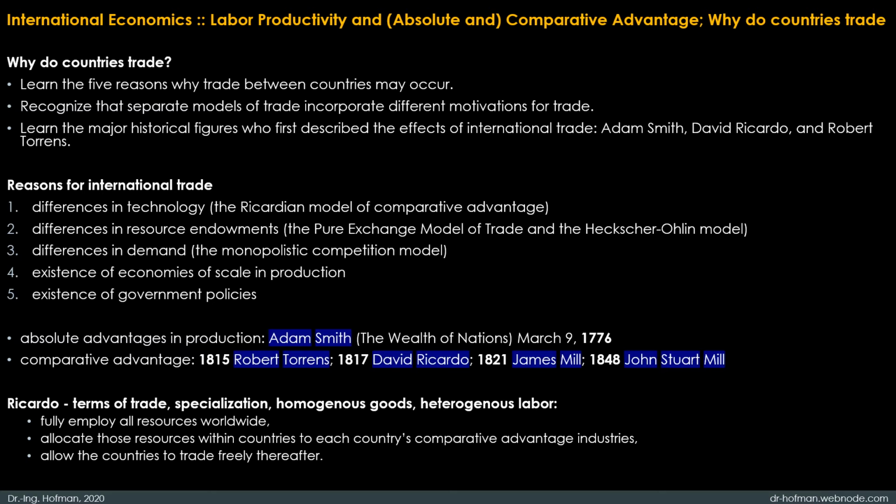The last, fifth reason is the existence of government policies. Government tax and subsidy programs alter the prices charged for goods and services. These changes can be sufficient to generate advantages in production of certain products. In these circumstances, advantageous trade may arise solely due to differences in government policies across countries.